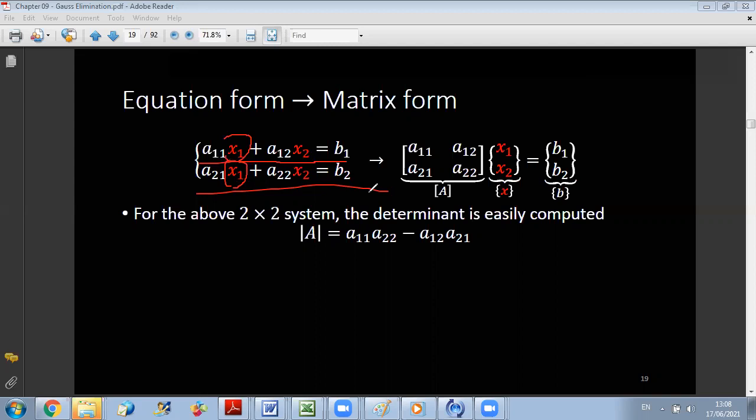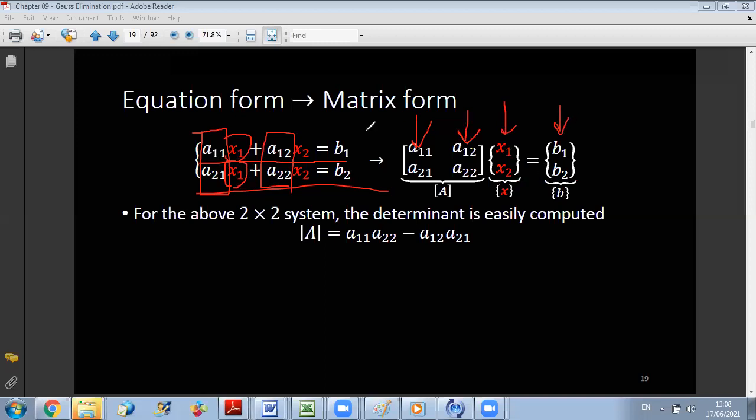So I write them in the same form, and then I can consider that the coefficients multiplying x1 will constitute the first column of matrix A, and the coefficients multiplying x2 will constitute the second column of matrix A. And then my matrix A will be multiplied by the column of variables x1, x2, which will give me the column of results b1, b2.